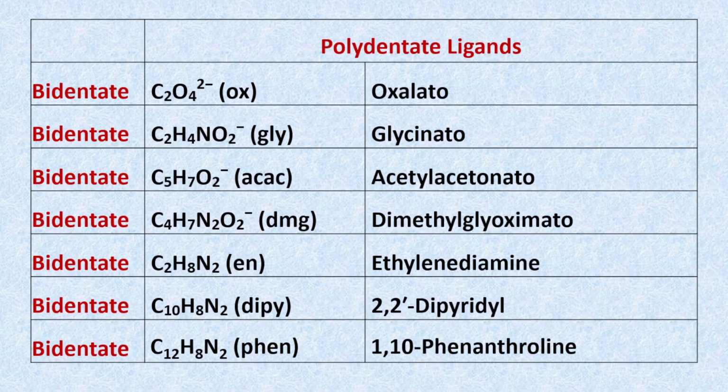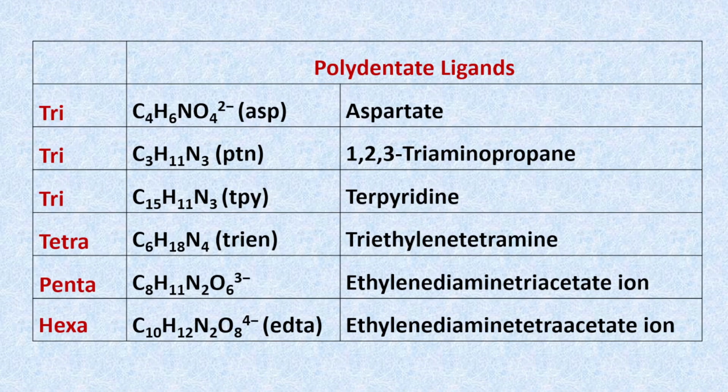These are a list of some commonly used polydentate ligands. Some of them are anionic, while some are neutral ligands. You can have a quick look at the other ligand, or you can also pause the video. I have tabulated the various examples of bidentate, tridentate, tetradentate, pentadentate as well as hexadentate ligand.